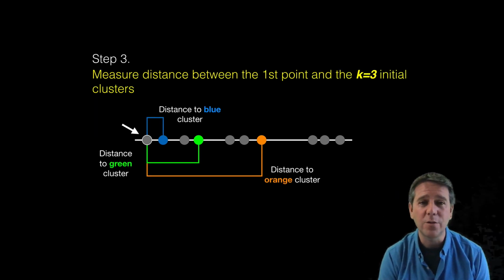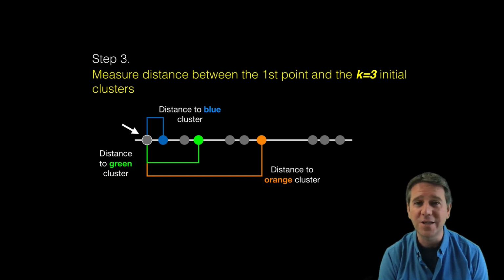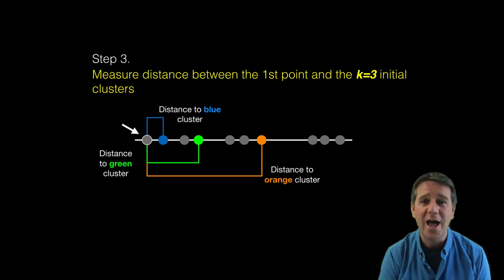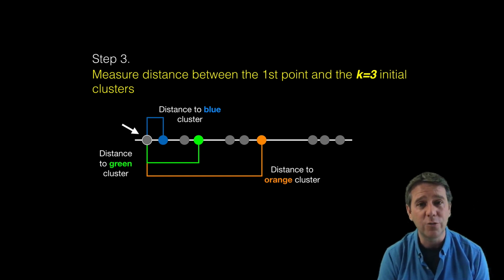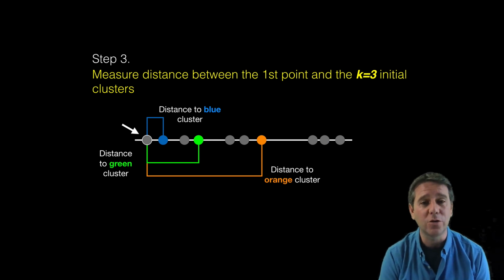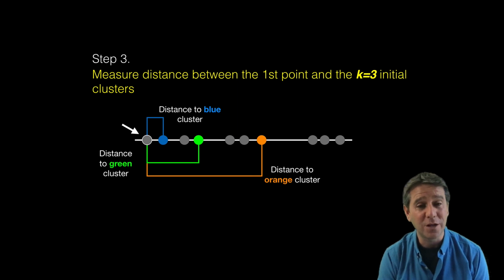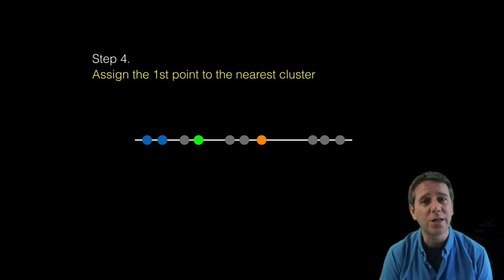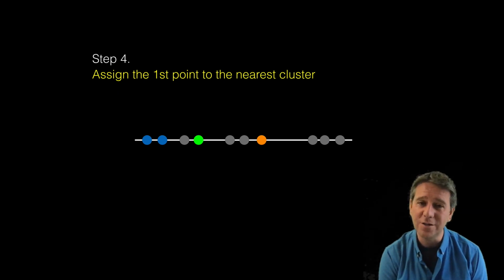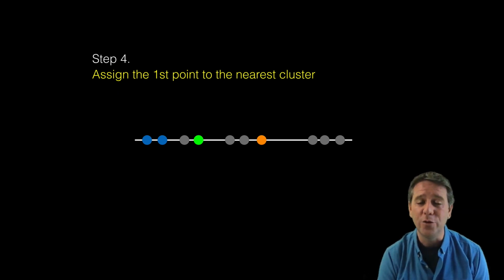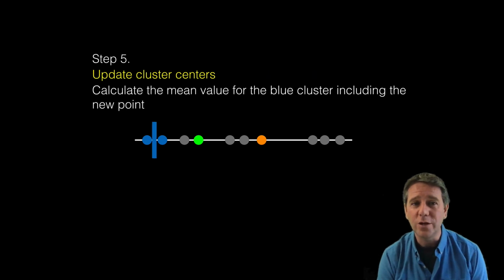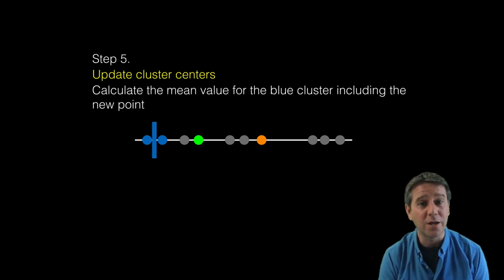So the next step is we're going to go to our first unassigned point, the gray point here, and we're going to try and put it into one of these 3 groupings by measuring the distance to those cluster representatives. I'm showing this with the little colored lines here to each cluster representative. Clearly the blue cluster representative is the closest to this first gray unassigned point. So we're going to assign that to the nearest cluster, in this case blue, and I'm going to color it up blue.